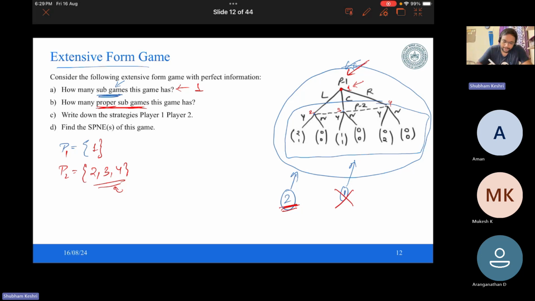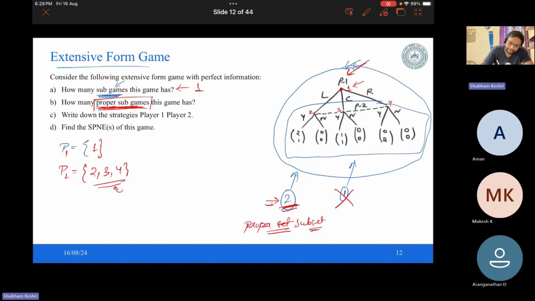Now, in sets, if you say proper subset, then you are saying that apart from itself, what are the other subsets it has? So in the same sense, a proper subgame is the subgame in which it is not occupying the whole game. Therefore, 2 will not be a proper subgame. Is this correct? 2 is not a proper subgame.